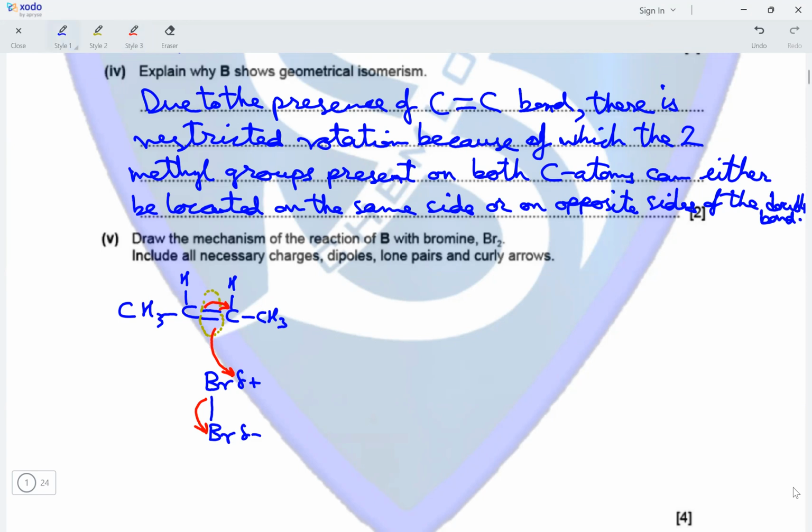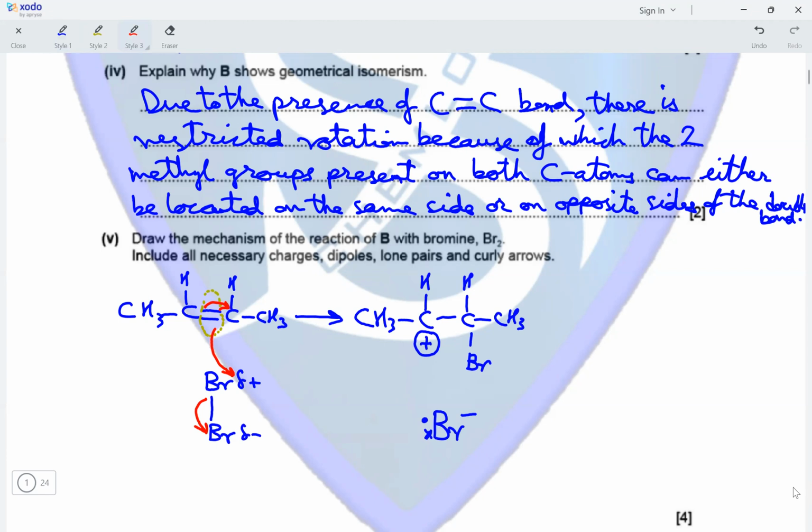So this forms the intermediate CH3, CH, CH3 with the Br positive ion added onto the carbon atom towards which the pi bond broke, and presence of a positive charge on the other carbon atom, making this compound a carbocation. The other species formed would be the bromide ion, having the lone pair of electrons, which were originally the bonding pair of electrons on the bromine molecule.